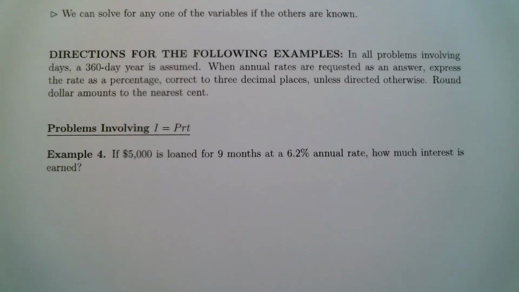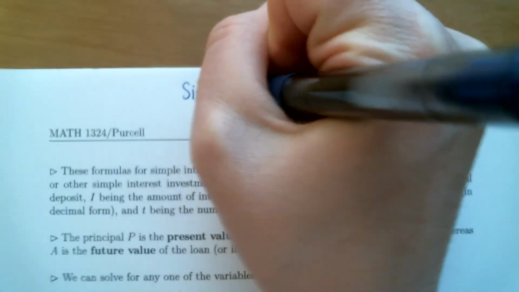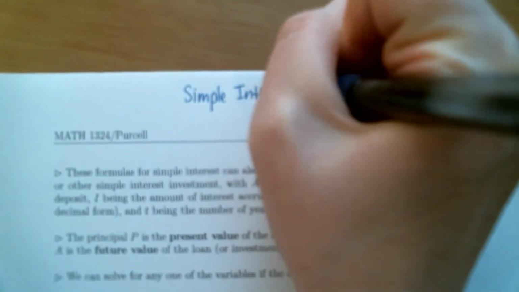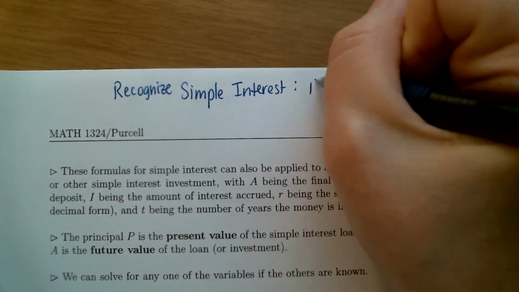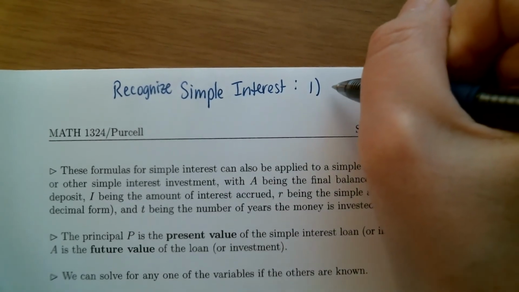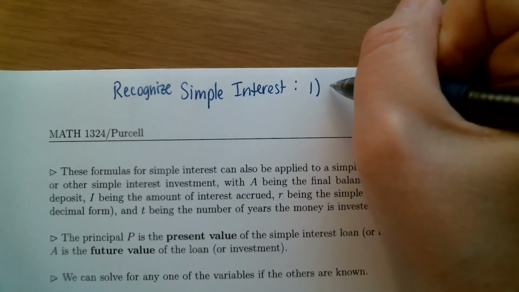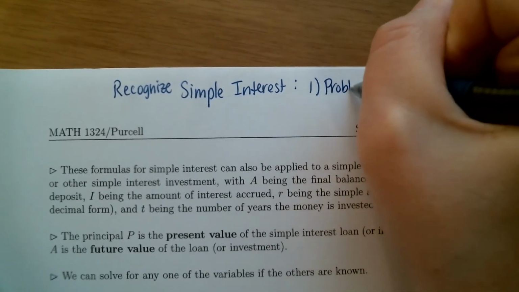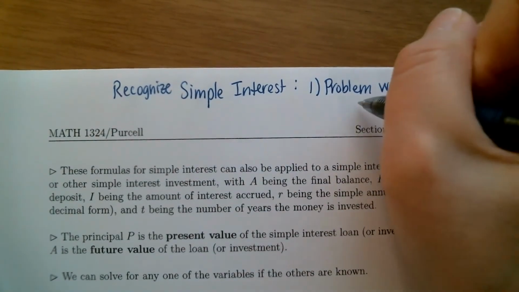Well, there's two ways you're going to know. I'm going to write them up here. To recognize a problem as a simple interest problem, the most obvious way is if it actually says simple interest in the problem. So the problem will say simple interest.